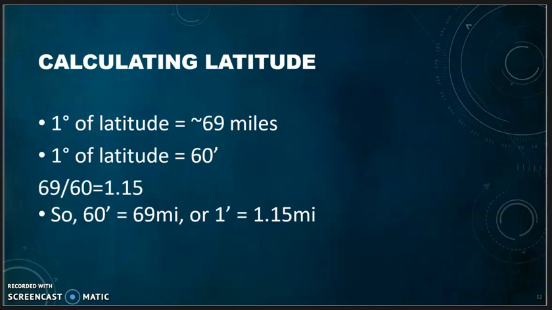Let's talk about calculating latitude from our degrees, minutes, and seconds. We know that 1 degree of latitude is approximately 69 miles, and 1 degree of latitude also equals 60 minutes. So we would divide 69 by 60, which gets us 1.15. So we know that 60 minutes is 69 miles, or 1 minute equals 1.15 miles.